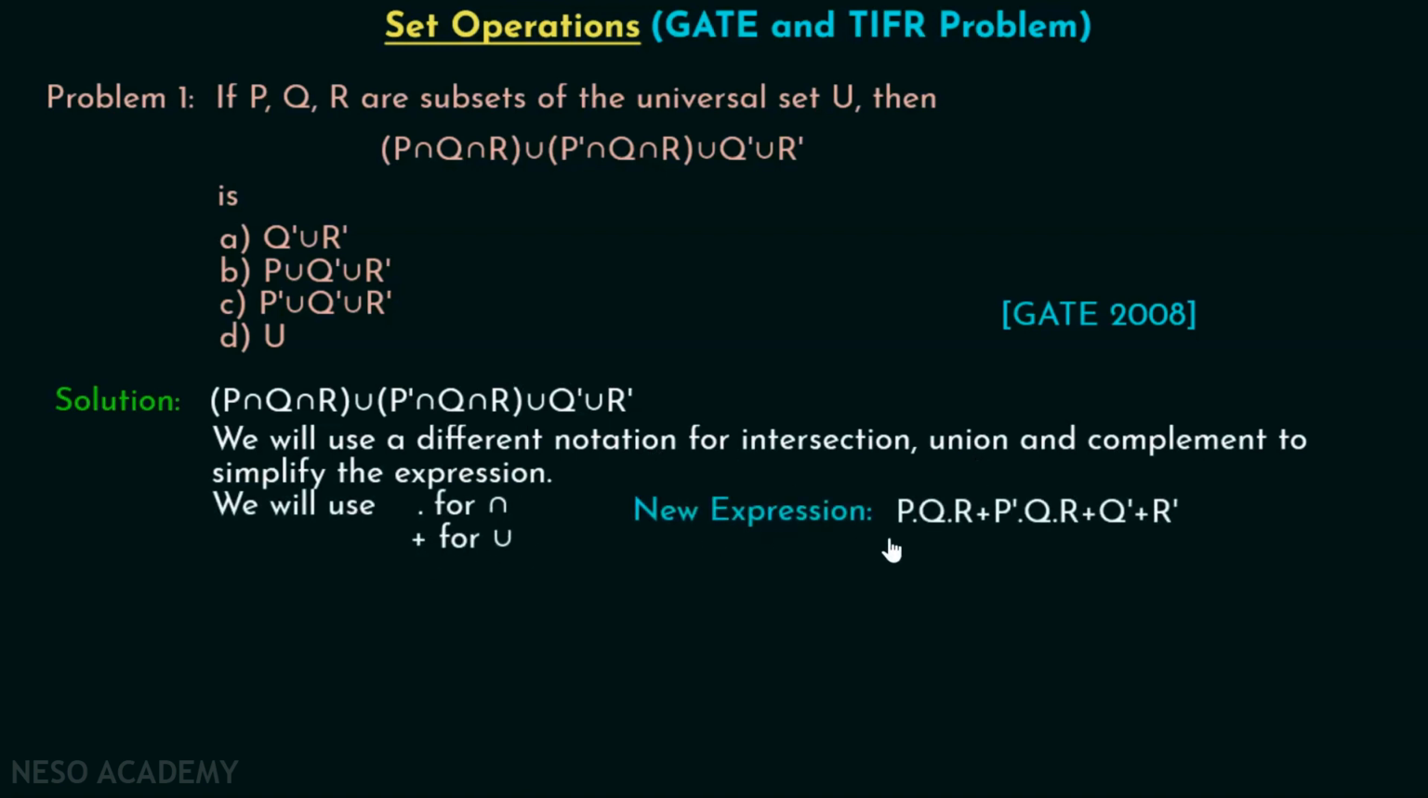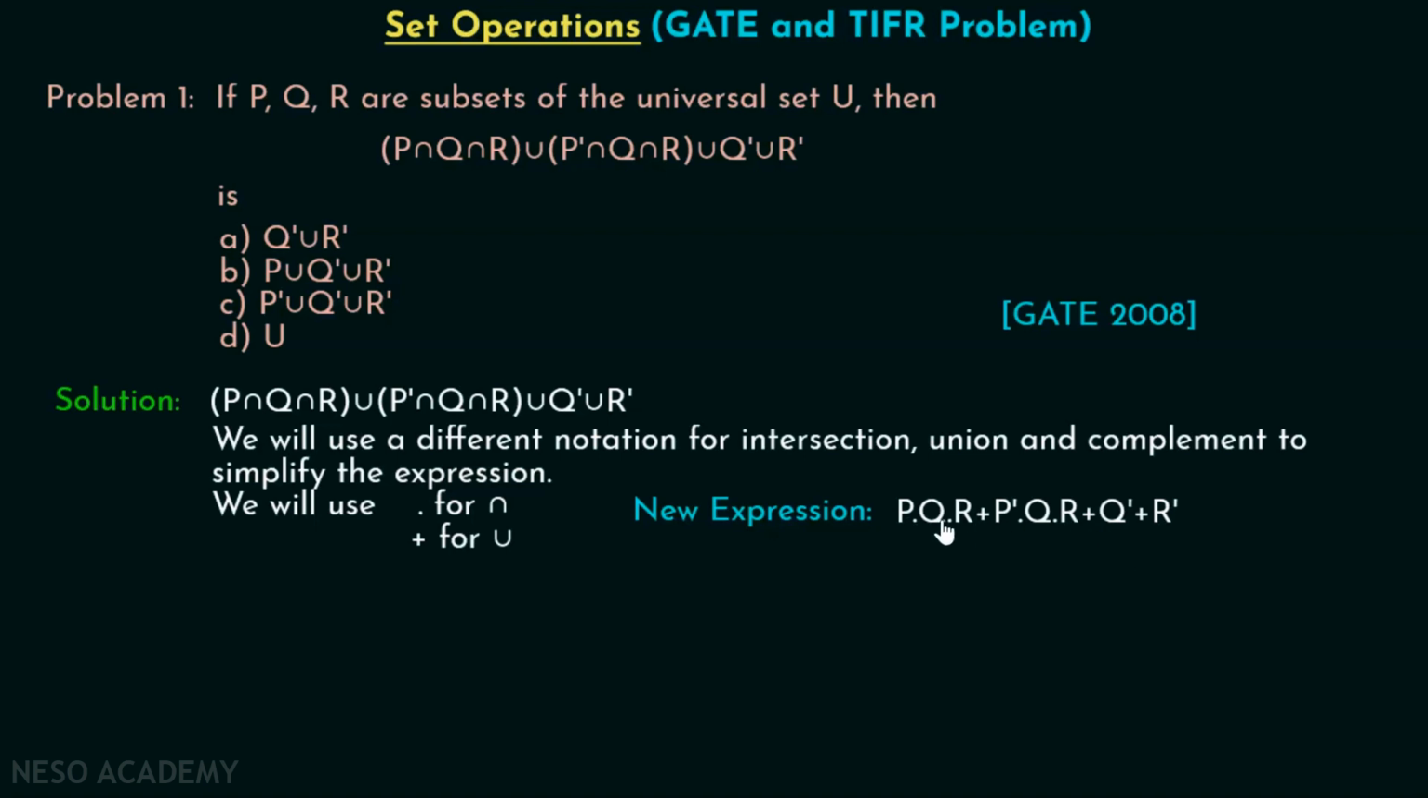The new expression must look like this: P dot Q dot R plus P complement dot Q dot R plus Q complement plus R complement, right? So this is our new expression. Now, what will we do after this? Here we will take these two expressions first, that is P dot Q dot R plus P complement dot Q dot R. Let's simplify this first and then we will move on to the next.